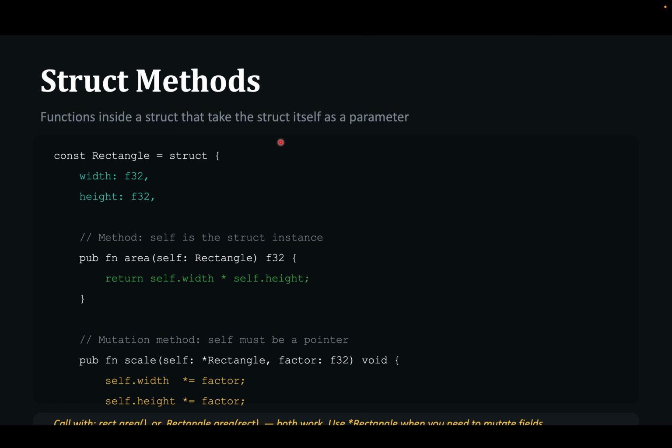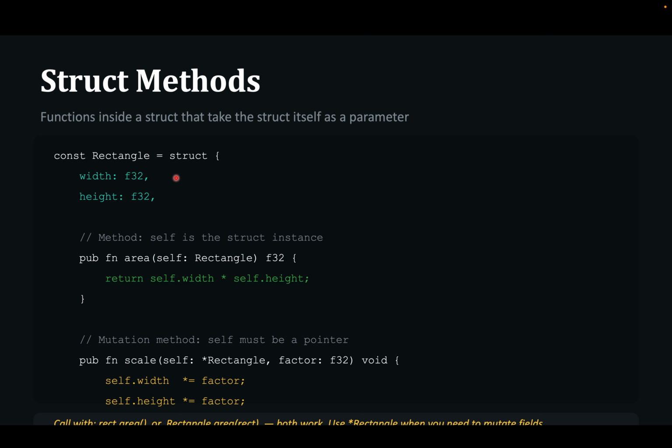Then structs can have functions inside them. When a function takes a struct as its first parameter, it becomes a method. You can call it with dot notation on an instance. So here the function is area, and it takes a rectangle as its parameter. What happens is that the rectangle becomes the part of the struct here. This is what we were going to explain.